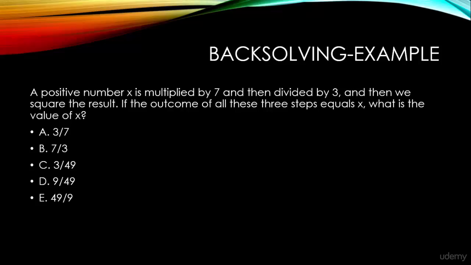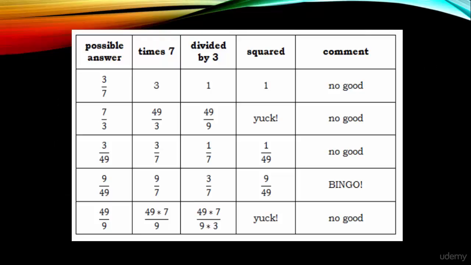Let us look at an example. A positive number x is multiplied by 7 and then divided by 3, and then we square the result. If the outcome of all these three steps equals x, what is the value of x? To back solve, I am going to start with each answer and apply that procedure to see where it goes. So let's look at all the possible answers.